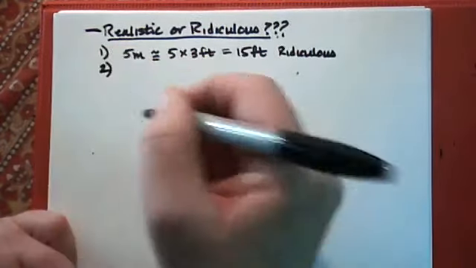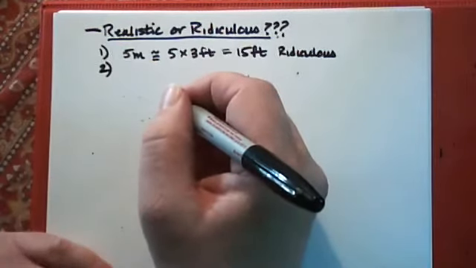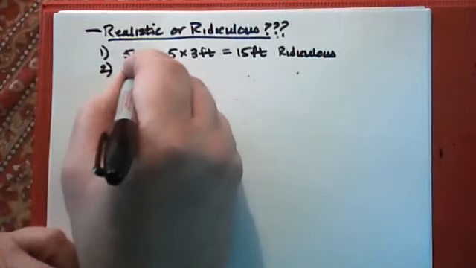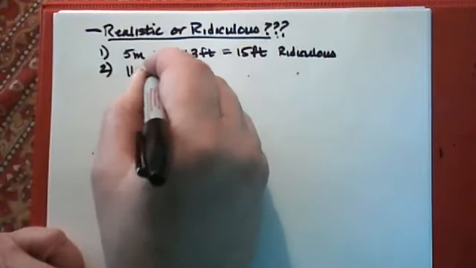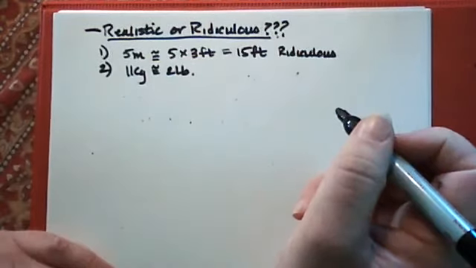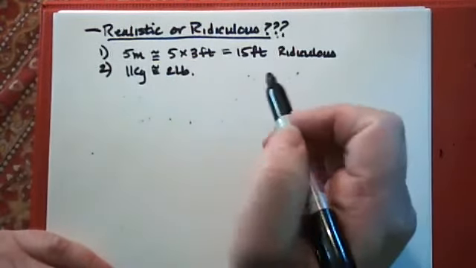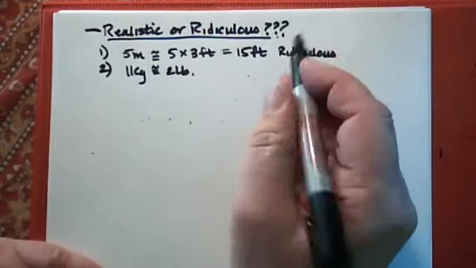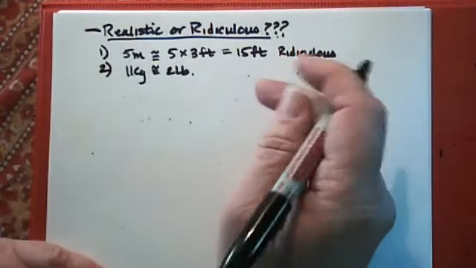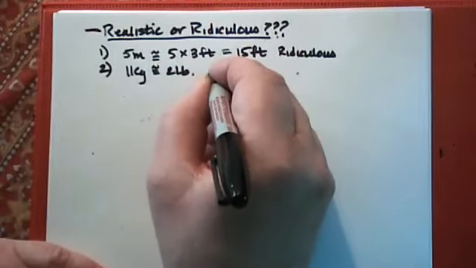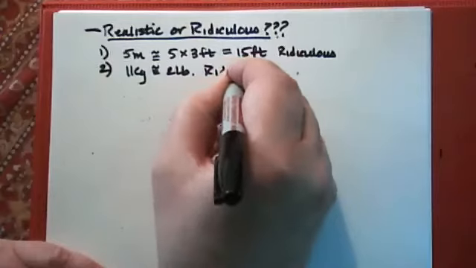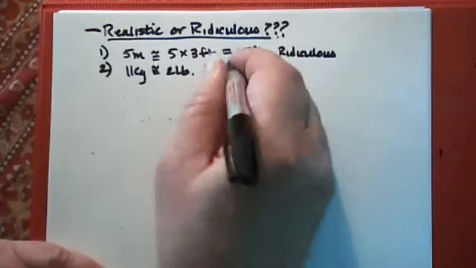Okay, definitely not life-size. The mass of a serving of peas is 1 kilogram. One kilogram is about 2 pounds, remember. 2.2 to be a little more exact, but about 2 pounds. That is a lot of peas. And for 1 serving, absolutely not. Ridiculous.